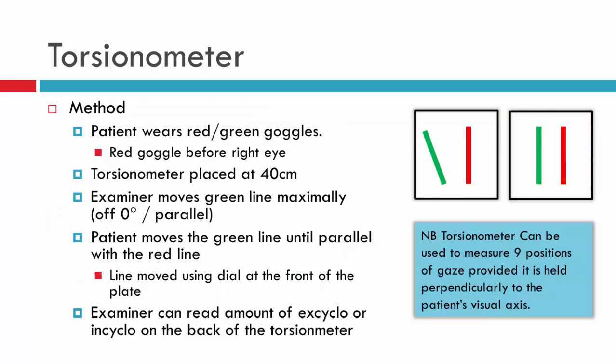Now you can perform the Torsionometer in 9 positions of gaze, but just a note that if you do this, it must be held perpendicularly to the patient's visual axis. That's the plate. So the plate of the Torsionometer must be held perpendicularly to the visual axis so that you can get the most accurate response from the patient.